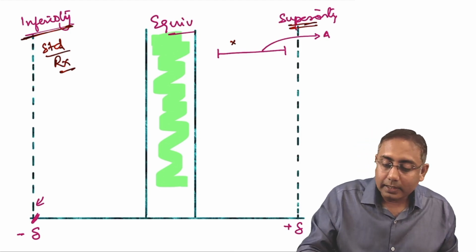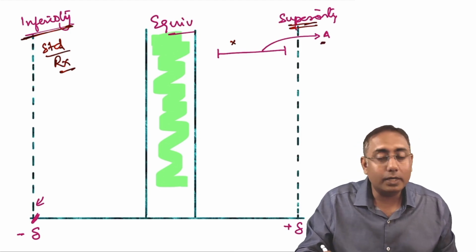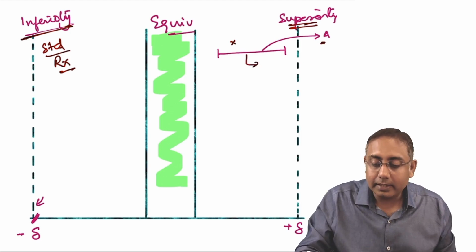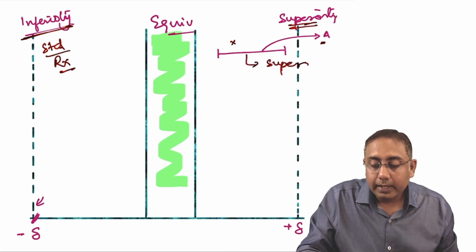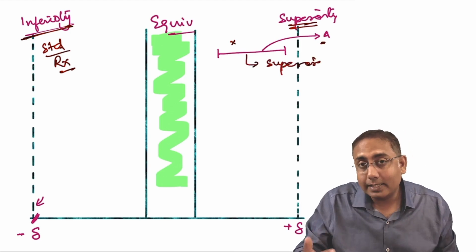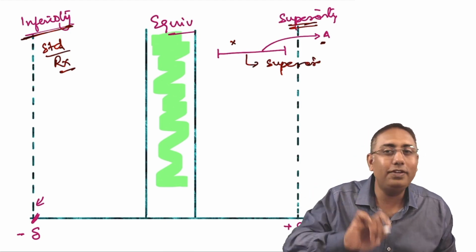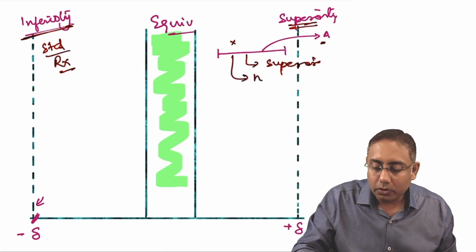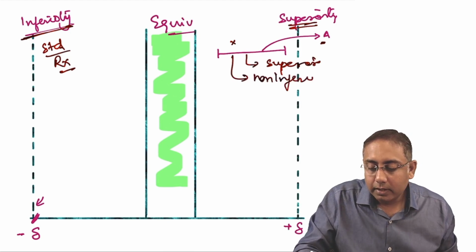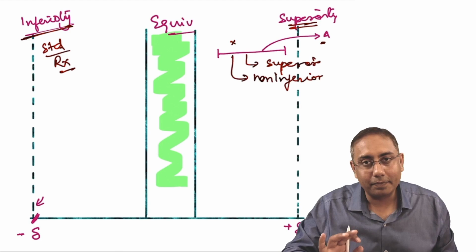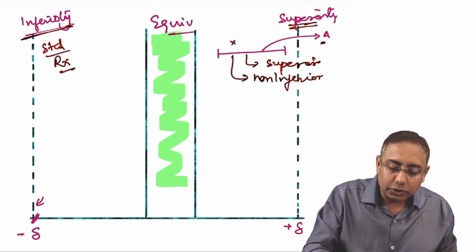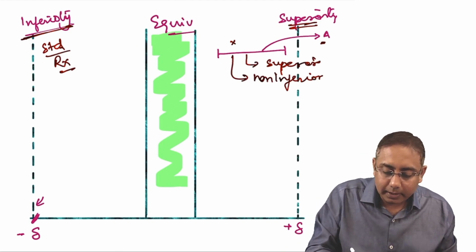So let us say this study number A, what does it mean? It means that it is superior. In other words, can I say that this A drug is not inferior also? So it is a non-inferior superior drug. Let us say a drug showed a result something like this.